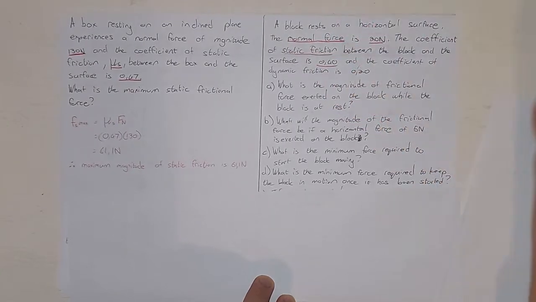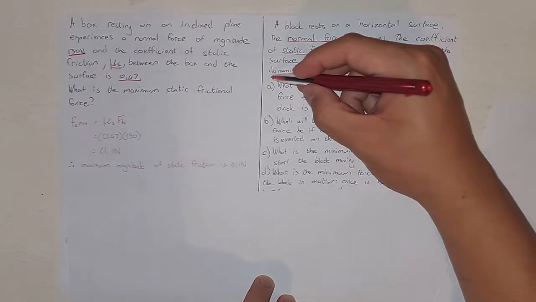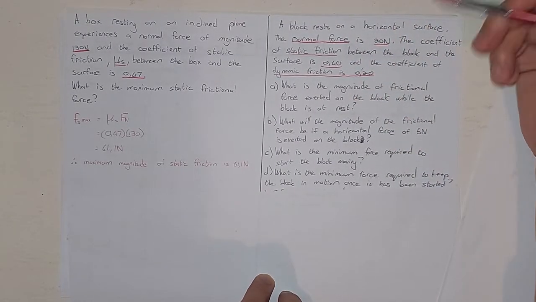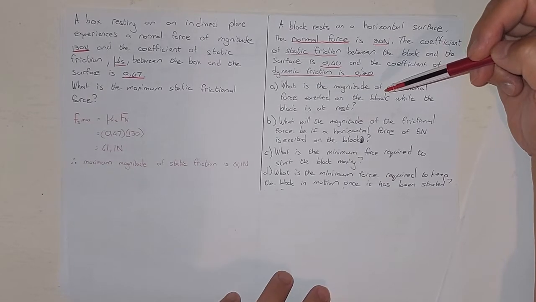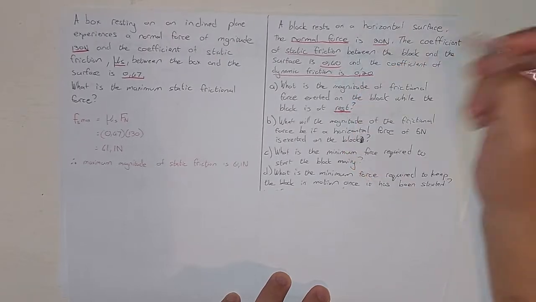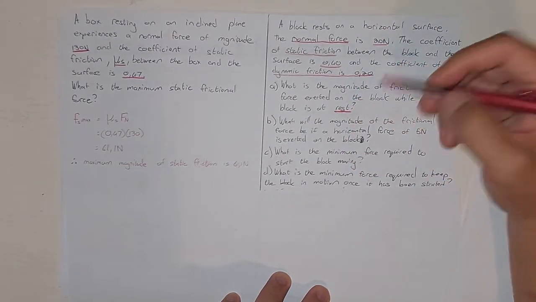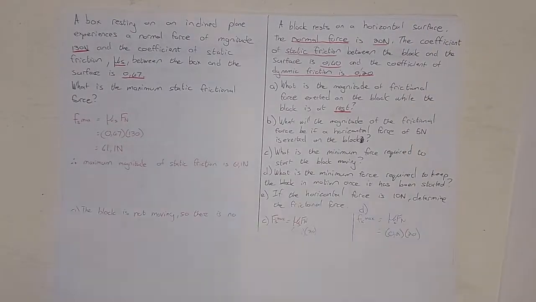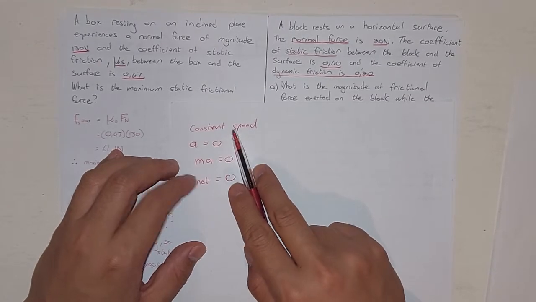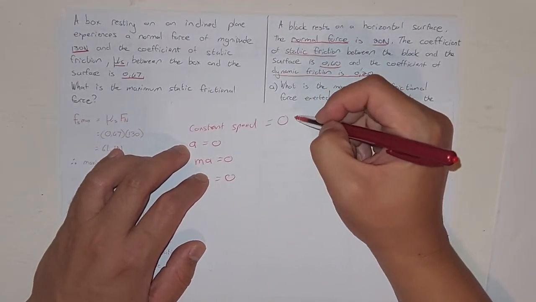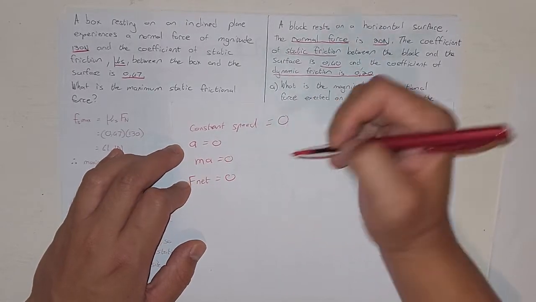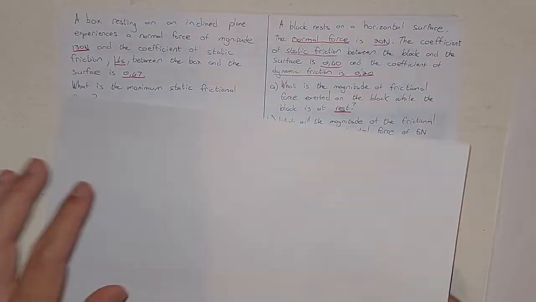That is static friction. And the coefficient of dynamic friction, also known as your kinetic friction, is 0,2. So what is the magnitude of the frictional force exerted on the block while the block is at rest? Right, now when the block is at rest, we know that there's a constant speed. What is it? It is literally not moving. It's at rest. There's a constant speed of 0, acceleration is 0. All of these are going to be 0.